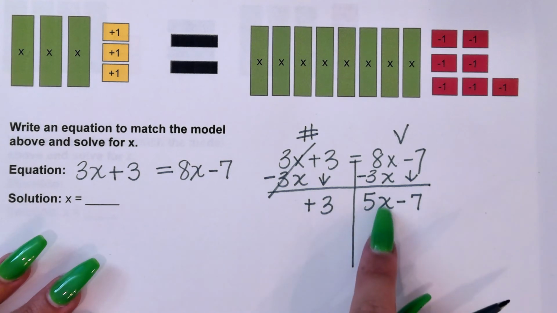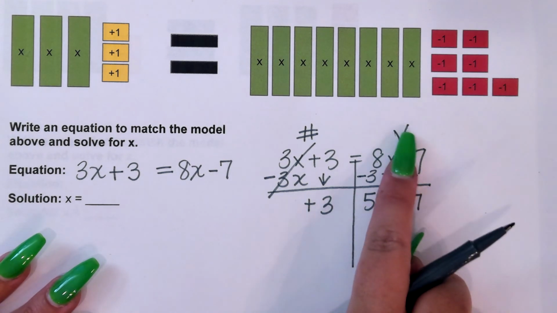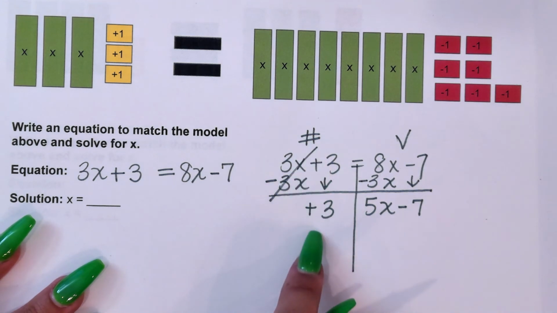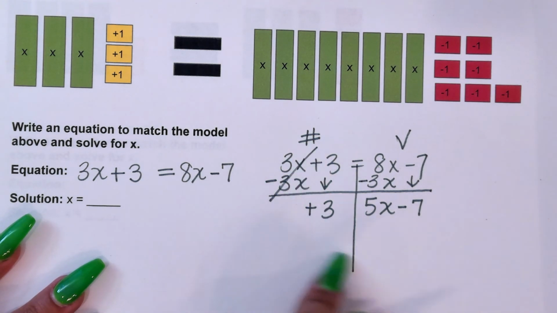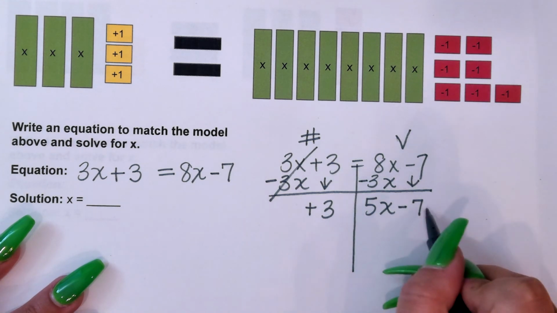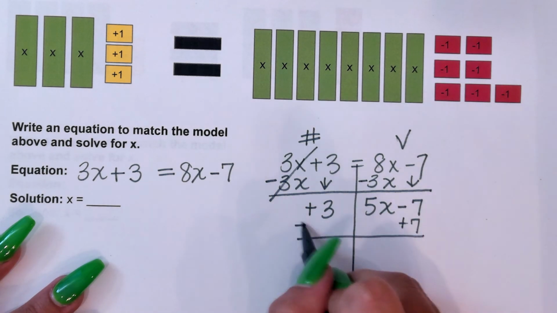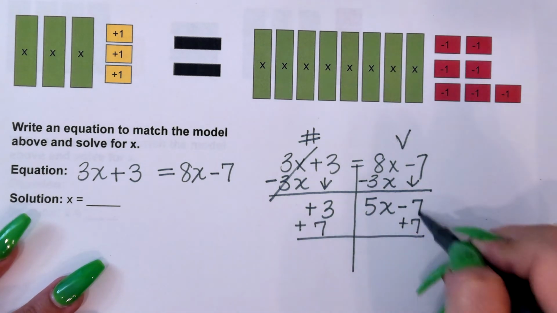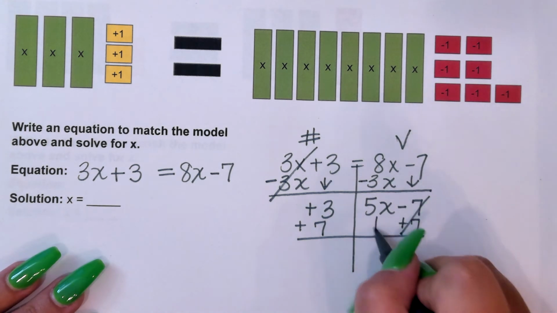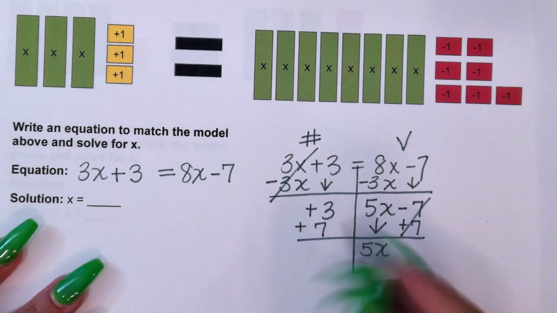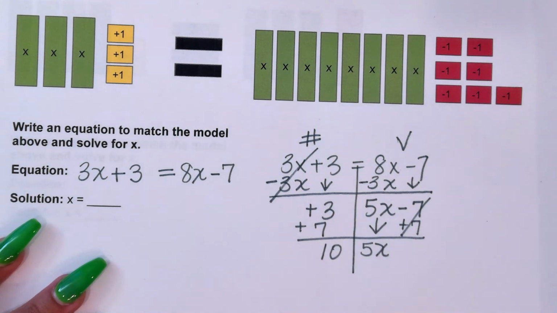Now I have all my x's or all my variables underneath the variable side, but I need all of my numbers without variables on this side. So I need to bring the 7 over here. So right now I have a negative 7. The opposite would be to add 7 on both sides. My 7's cancel. I'm going to bring down the 5x. And 3 plus 7 is going to be 10. Now I have 10 equals 5x.